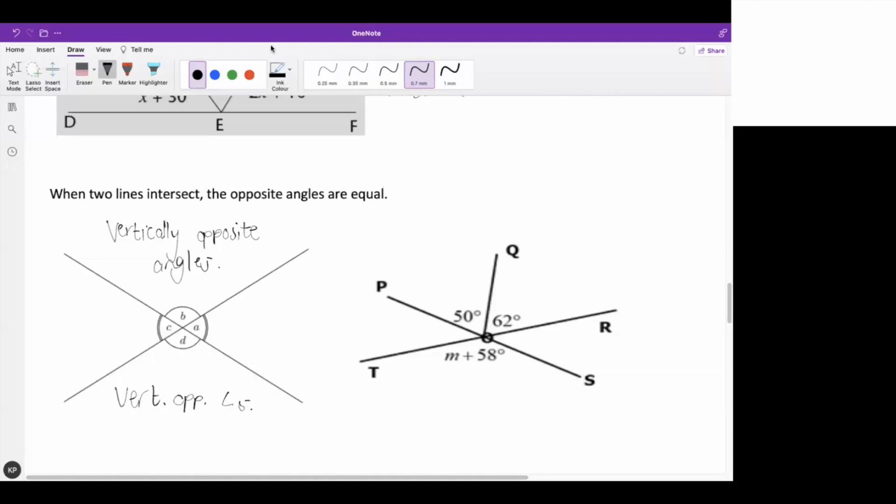Okay, now let's see. So it says if you have two straight lines, we do have two straight lines. Maybe I should name them. Okay, I'm going to call this one AB and this one CD.